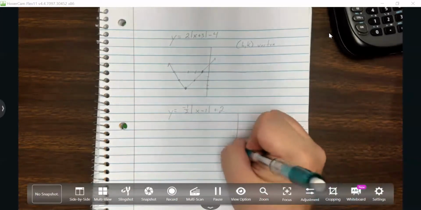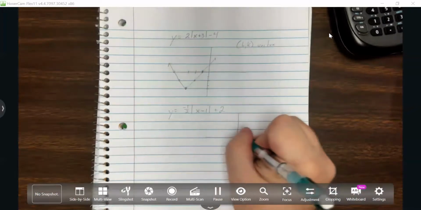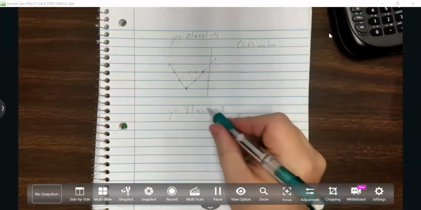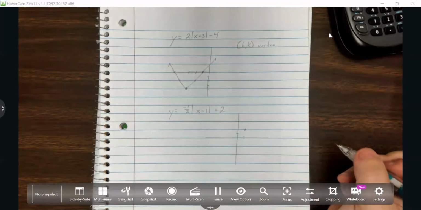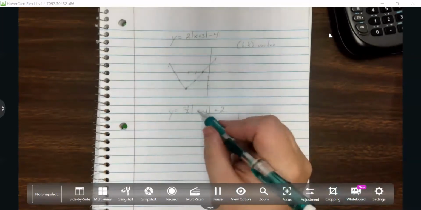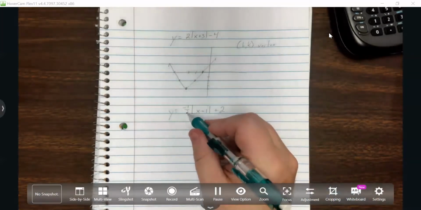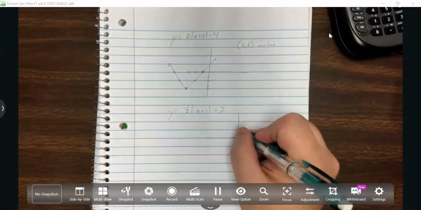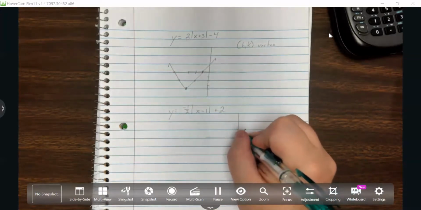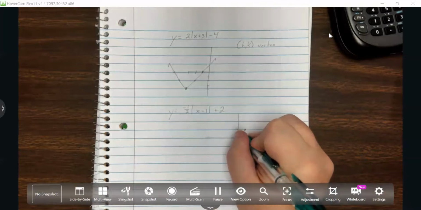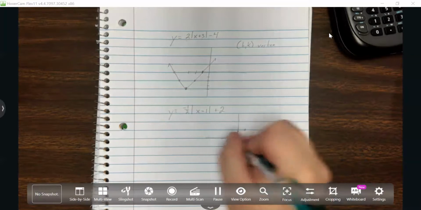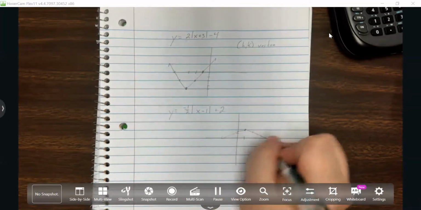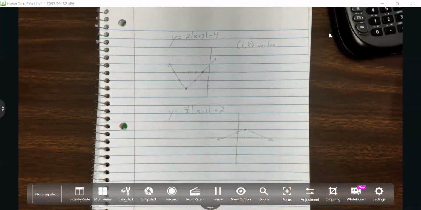So if I want to sketch this graph, I always look for that vertex. So I've moved right 1, I've been moved up 2. So there's where I'm starting. I'm now going downwards, but at half the normal rate. So if I go over 1, I'm not going to go down 1, I'm only going to go down a half. If I go over 1, I'm only going to go down a half. So I'm going to end up with a much fatter downward opening absolute value.